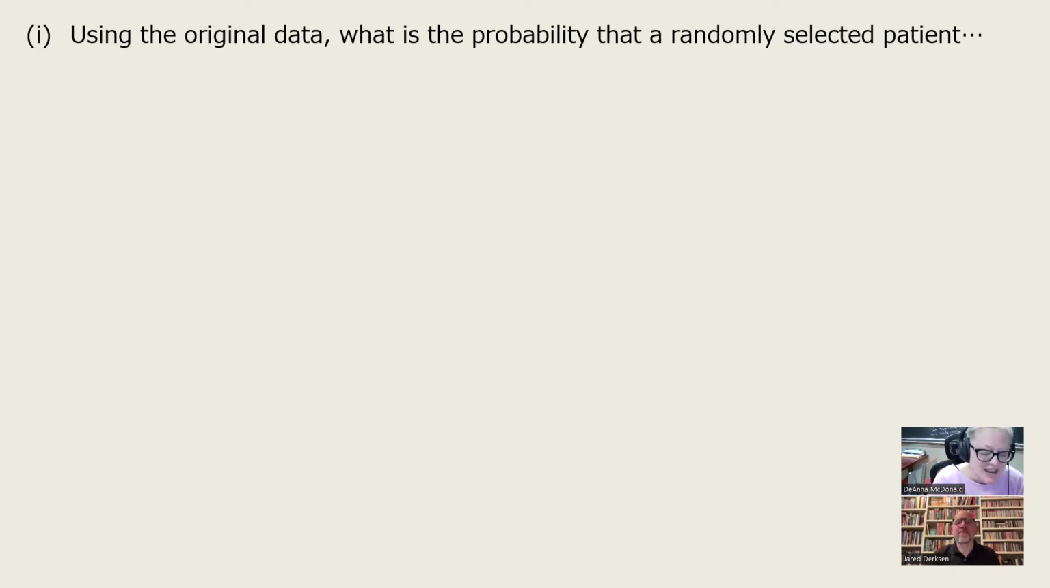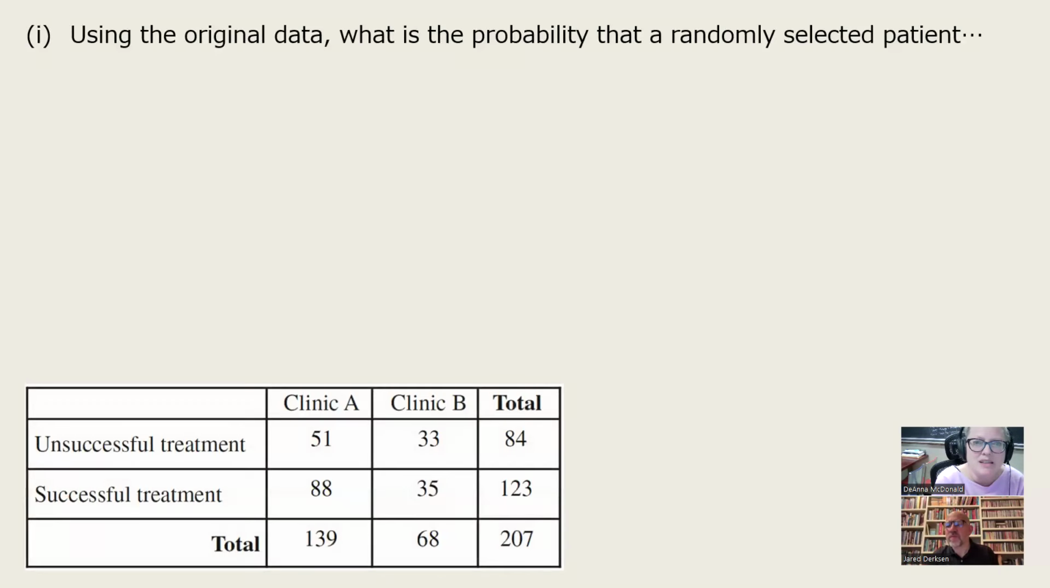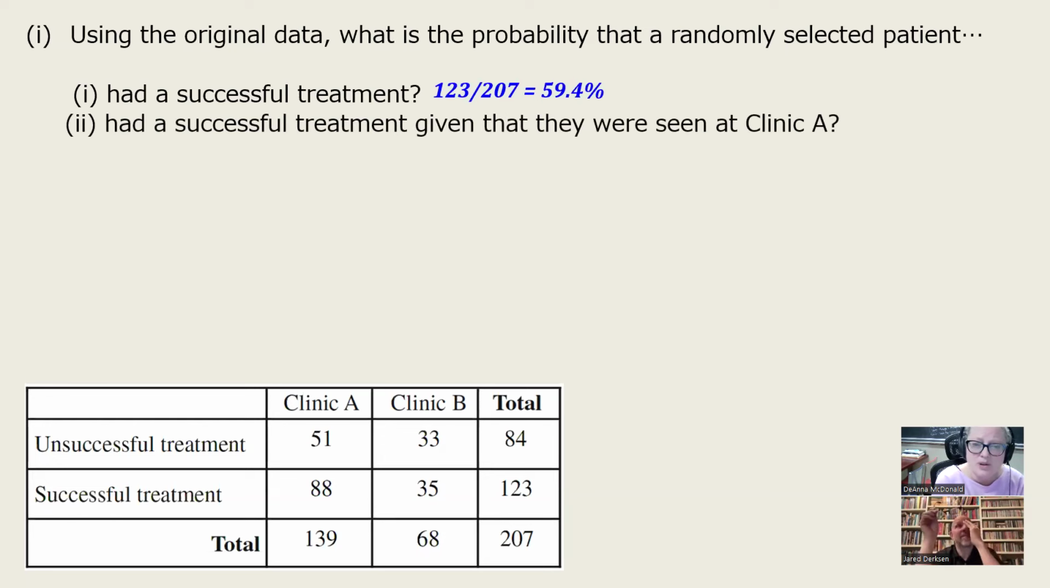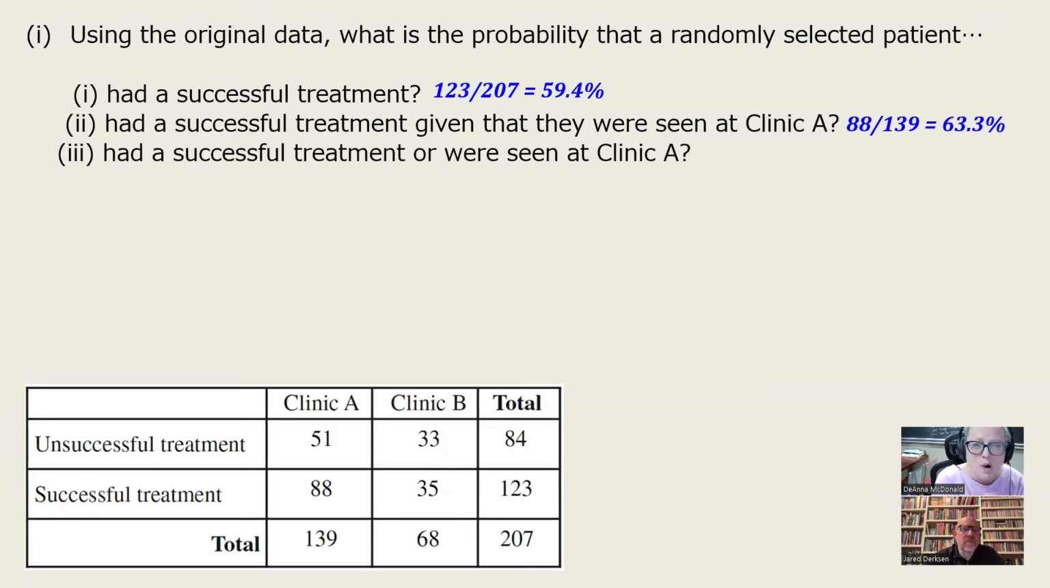So this part, using the original data, we're going to do some probability. What's the probability that a randomly selected patient had successful treatment? You just have to read this out of the table. It's 123 people out of a total of 207, and then turn it into either a relative frequency as a percentage, or you could write it as a proportion and just use a decimal fraction. Or had a successful treatment, important word, given that they were seen at clinic A. I'm not talking about everybody. I'm only talking about the people at clinic A. So my denominator is only 139. So that would be roughly 63.3%.